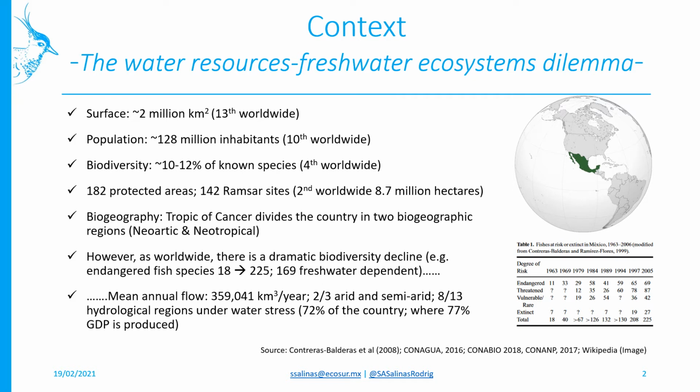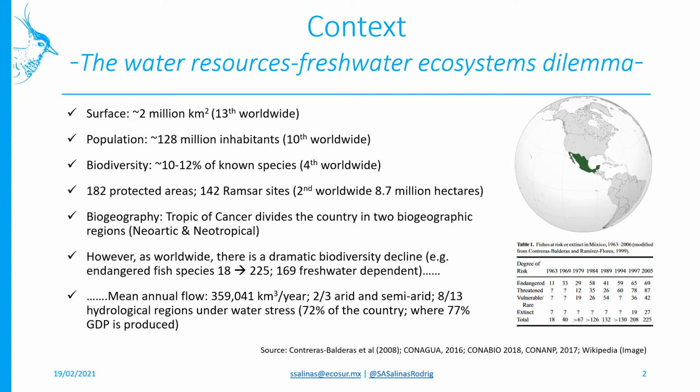However, as it happens worldwide, there is a dramatic trend in biodiversity loss. Just to give you an idea, endangered fish species have increased more than 10 times in the last 4 decades, 75% of them freshwater dependent. This is also greatly explained by the way in which water resources have been administratively managed.